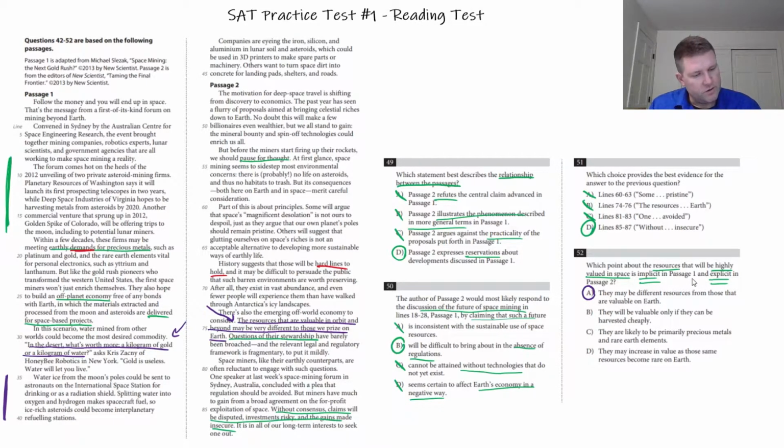And then B, resources will be valuable only if they can be harvested cheaply. Neither one of these guys talked about the cost of harvesting. So this is no. And then C, they're likely to be primarily precious metals. No, not necessarily, because we're talking about the value of water in space over here. So they didn't both say that. So C is no. And then D, they may increase in value as those same resources become rare on Earth. This is a common sense trap. That could be true, but neither author actually talked about that. So D is out, and your answer is A.